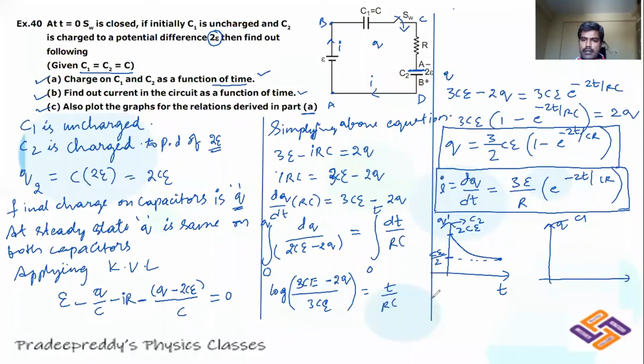This is for C2. Next, for C1, the initial charge on the first capacitor is 0, and it goes on increasing up to a value. And what is that value? That value is 3CE divided by 2. Okay, so you can substitute t is equal to 0 and t is equal to infinity in this Q expression, so that you will get the initial and final charges on both capacitors C1 and C2. This is one more important model, and these are the problems which we have discussed in this video session. They are very important models for JEE Advanced.